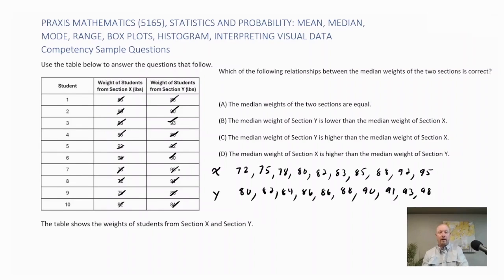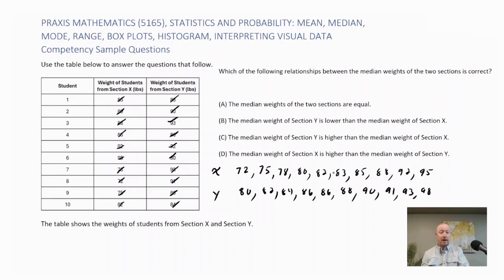All right, in order to find the median, what we need to do is find the term in the middle. So the first thing I want to do is count up. It says there are 10 students. So there is an even number in our set. So that means the middle term is going to be between the fifth and sixth. So 1, 2, 3, 4, 5, and 6.